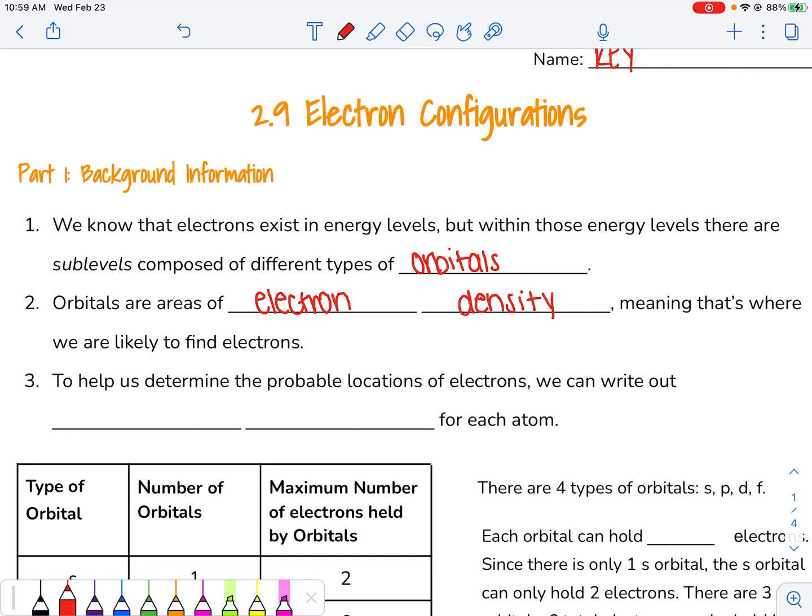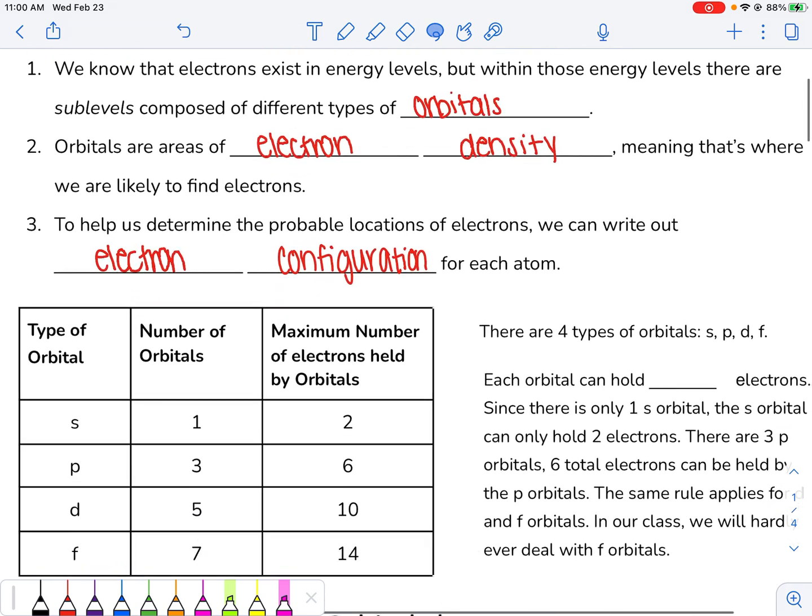There are a couple of different shapes of these orbitals. To help us determine these probable locations where we can find these electrons, we're going to write out what's called an electron configuration. Each electron has what are called quantum numbers associated with it, and it's like an electron's address. It tells us where these electrons exist. For the purposes of this class, if you're not taking AP, we're just going to worry about learning how to write full electron configurations for atoms. We're not going to concern ourselves too much with the differences between the quantum numbers.